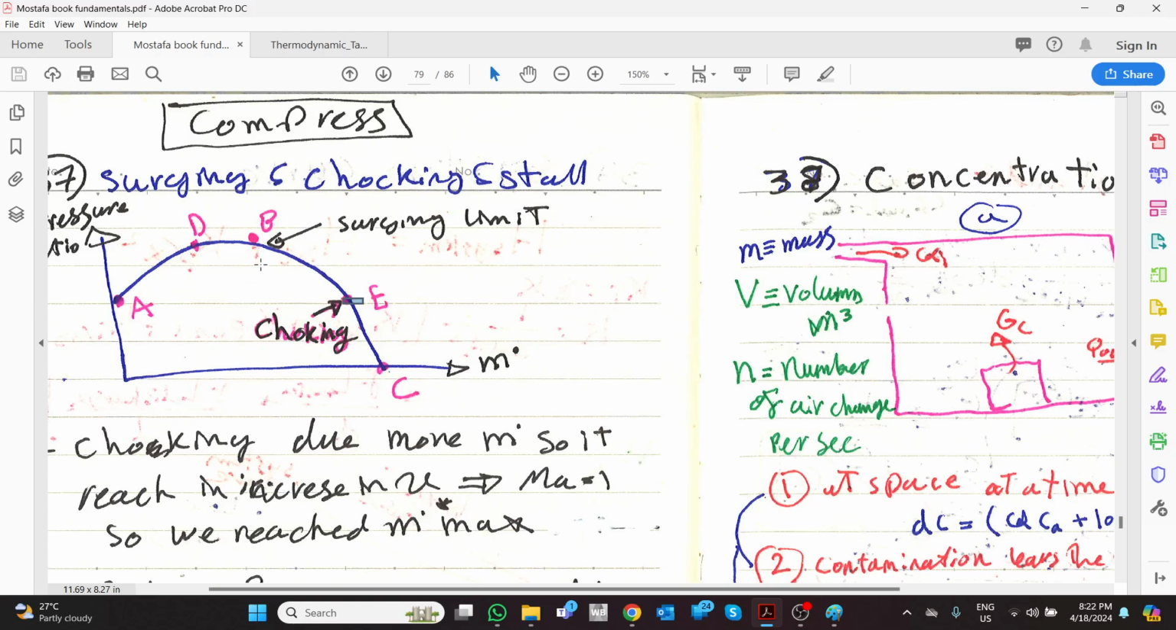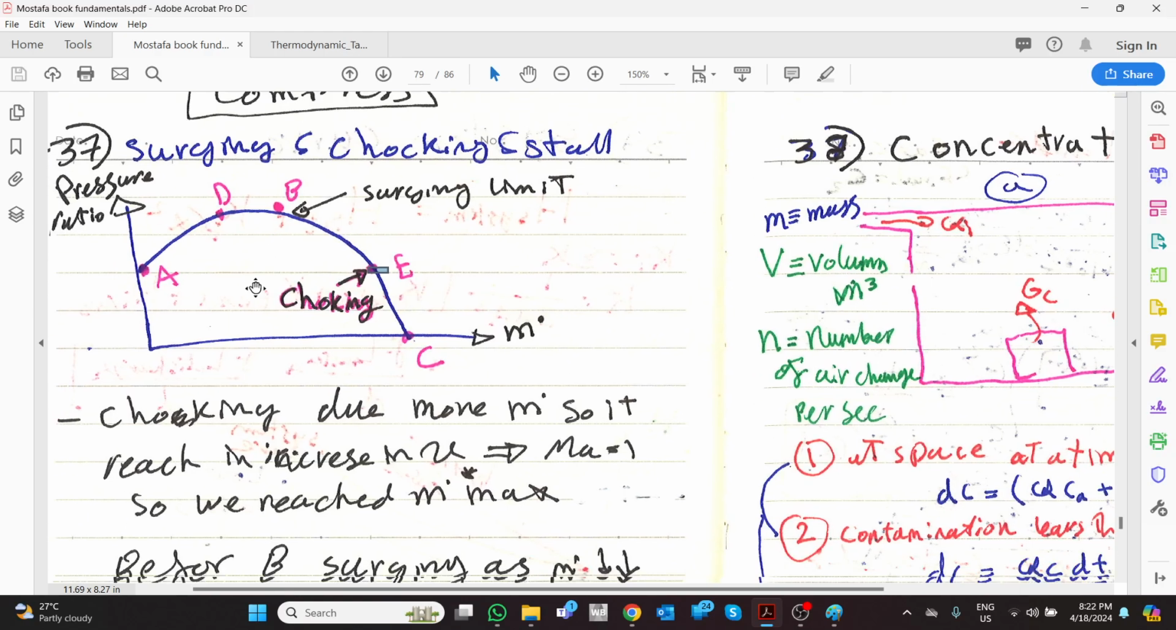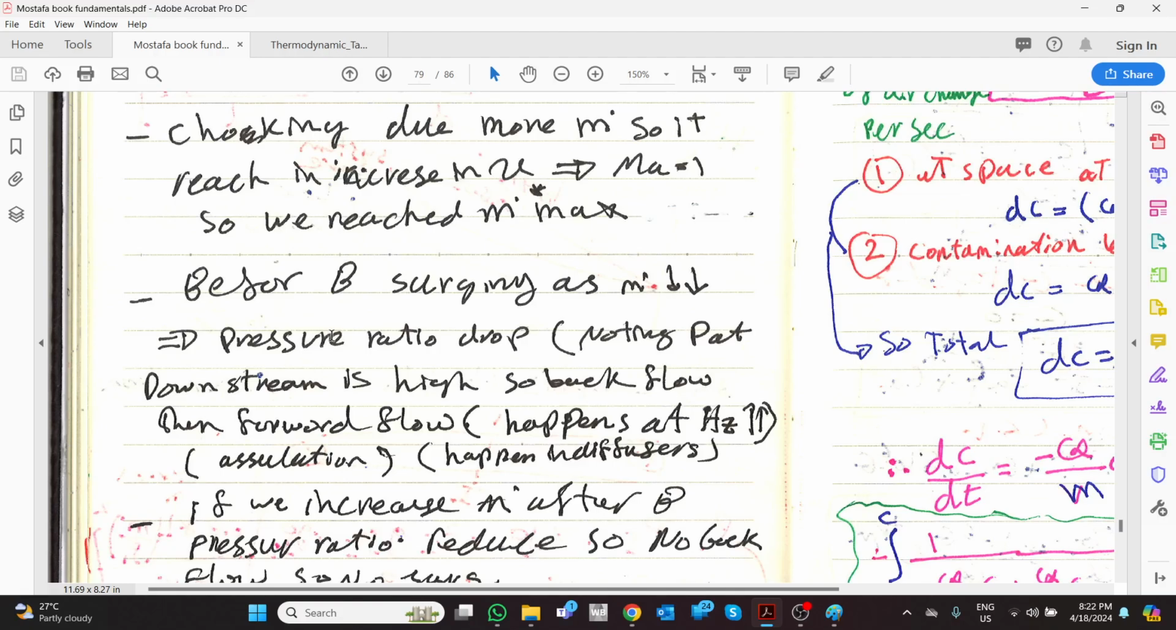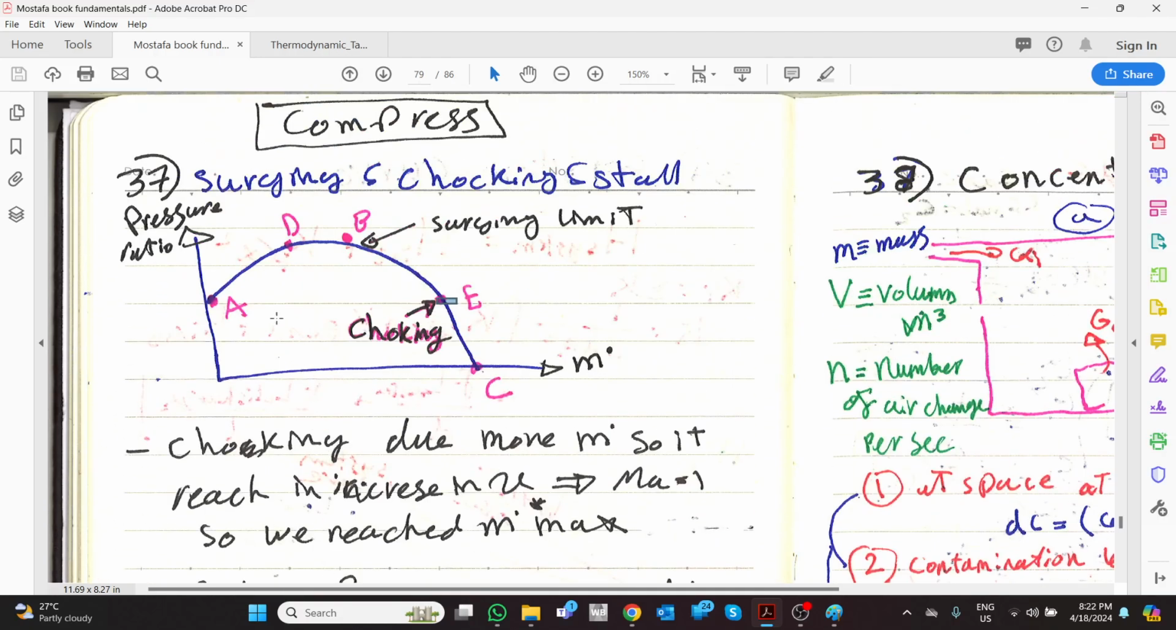What will happen if a valve is closed in front of the compressor, or on the opposite side it is open? The pressure ratio downstream is higher, so what will happen with the backflow? The backflow will make a reverse flow. If I am here and I want to go to part load, on the system curve, which means less flow rate, I will go to D.